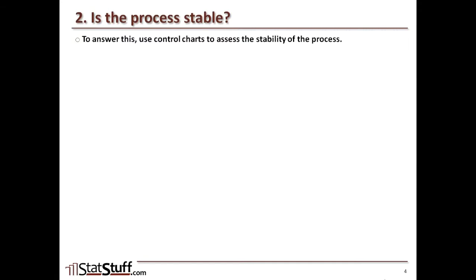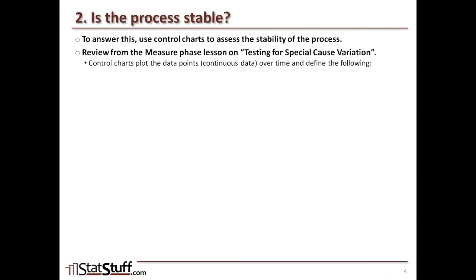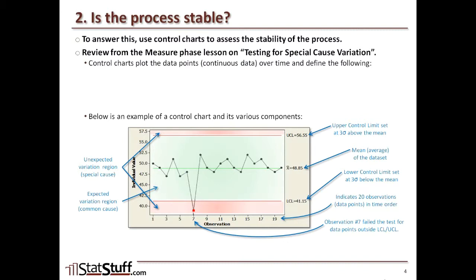Well, to answer this question, we need to use control charts to assess the stability of the process itself. Now, we're going to review a few things from the prior lesson in the measure phase that was on testing for special cause variation. And we looked at control charts where we can plot the data points using continuous data over time and help define the following few things. And here's the example that we had used in that particular illustration.